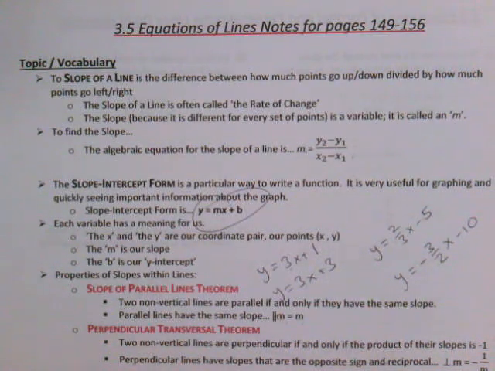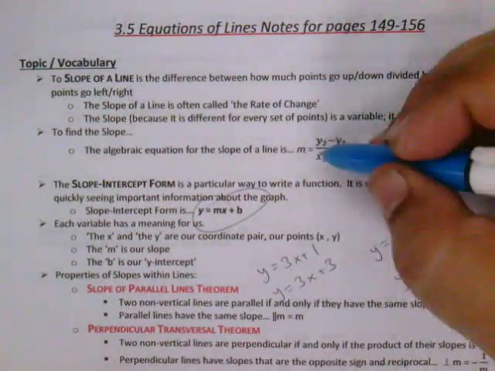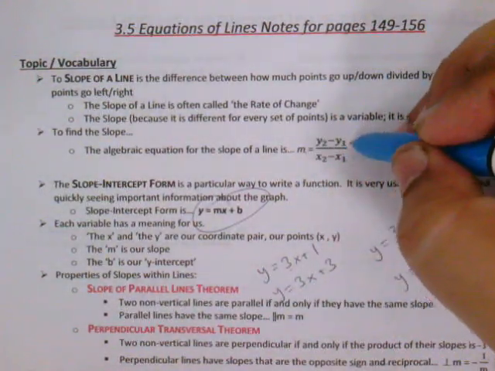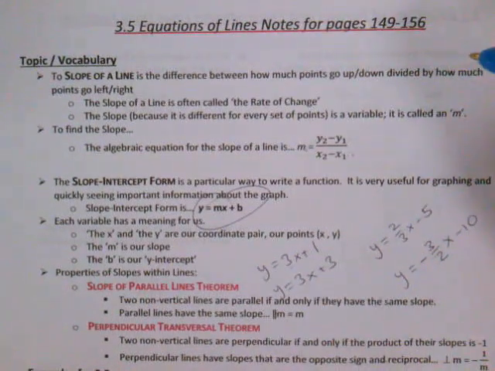This is the last section of Chapter 3, and it begins by reviewing what we already should have known about slopes, and that is that slopes are usually identified with an M, and that our slope is a ratio between the y's and the x's. Okay, so we'll have a chance to practice on that many, many times.